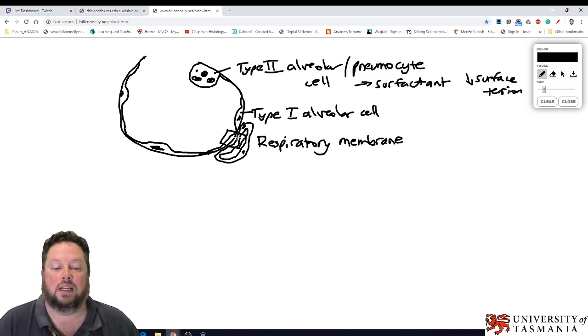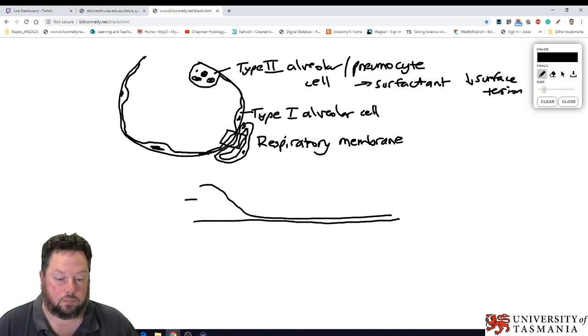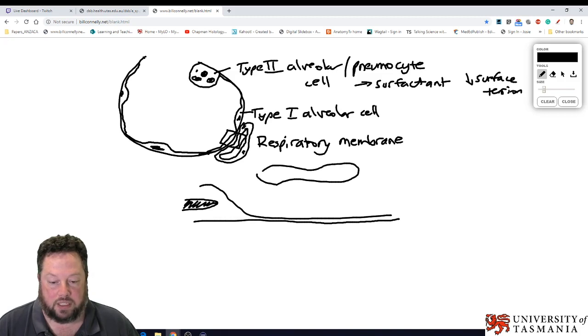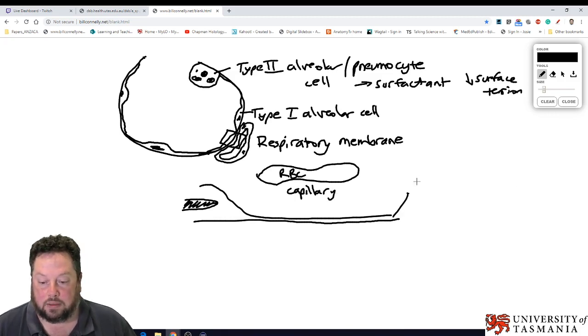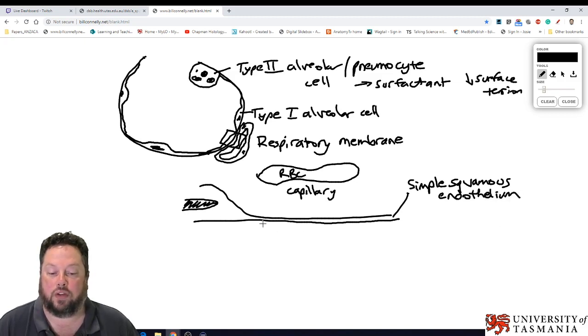So if we were to zoom in and have a look at the structure of this, let's start with the capillary level. So if we start here, we've got our capillary. So here's our endothelial cell. Okay, so let's imagine we've got our red blood cell here, so that we know we're in the capillary. So this is our simple squamous endothelium, so very, very thin.